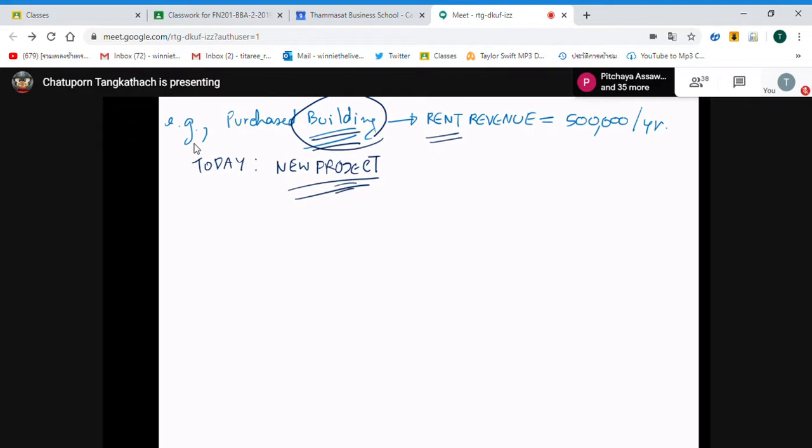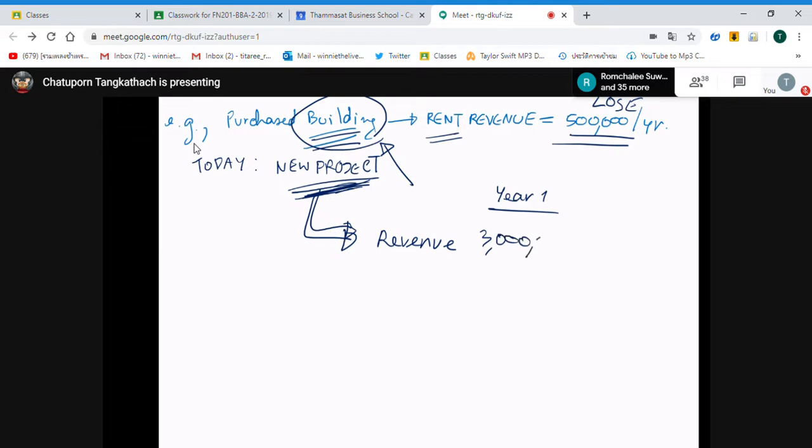You may notice that when the firm uses this building, the person who rents from us will not be able to rent any longer. So the firm will lose 500,000 rent revenue per year. Now, when you consider the cash flow for this project, let's say the revenue of this project each year, in year one, you expect this new project gives you revenue equal to, let's say, 3 million baht. This is what increased in terms of revenue because of this new project.